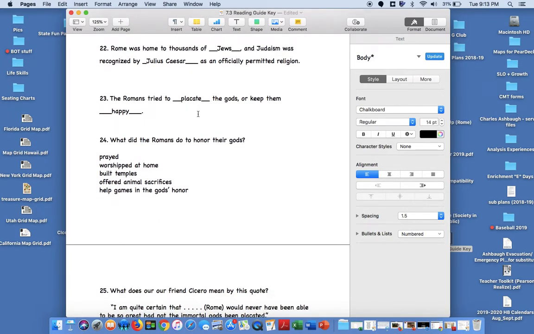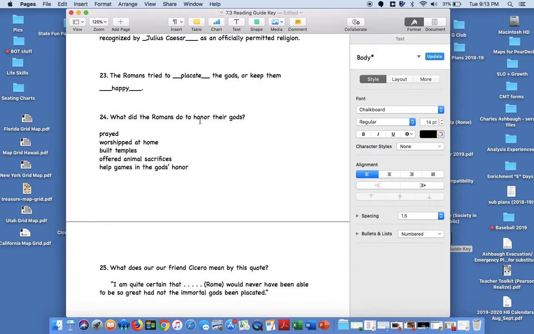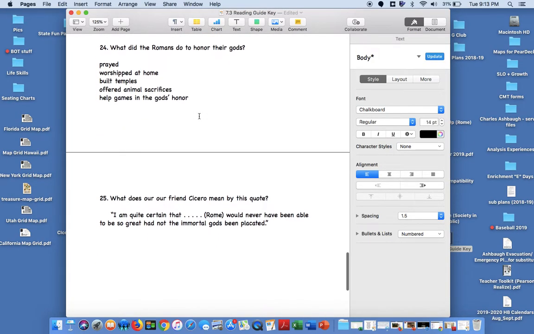Placate's a good word to put into your mental vocabulary. You should try that with your parents. Your parents ask you to take out the garbage or something like that. Say, well, mother, I'd love to placate you, so I will do that for you, and then your mom will think you're the smartest person in the world and give you money or something like that.